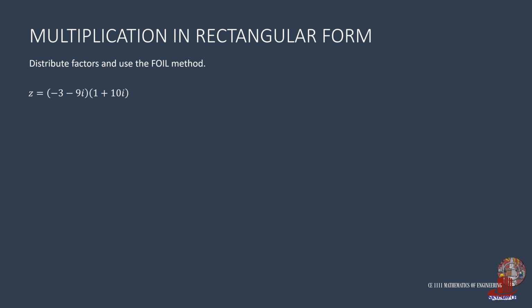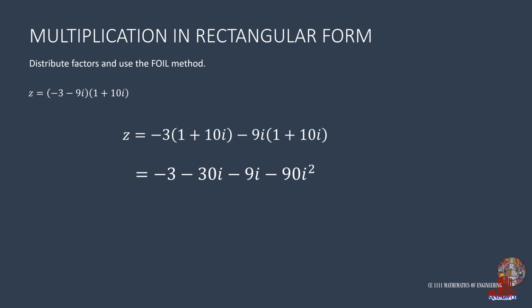Another pair of binomials to multiply has negative 3 minus 9i times 1 plus 10i. Again, distribute the terms of the first complex number, making negative 3 times the quantity of 1 plus 10i minus 9i times the same quantity. Multiply the exterior factors to have negative 3 minus 30i minus 9i minus 90i squared. With i squared taken as negative 1, we make z as negative 3 minus 30i minus 9i plus 90. Collect terms now and get z as 87 minus 39i.